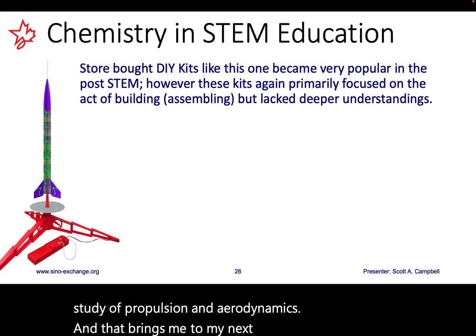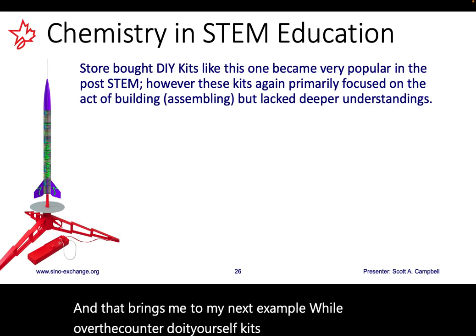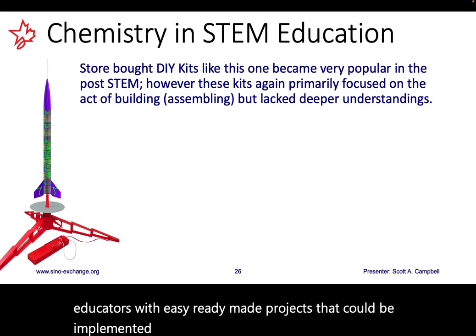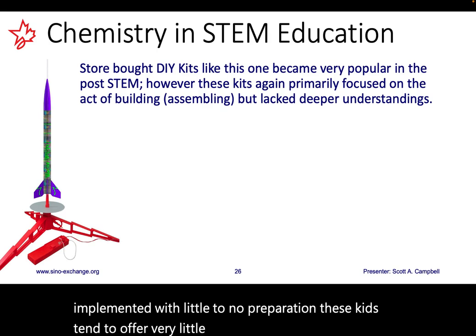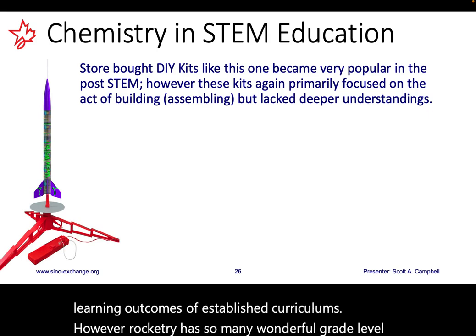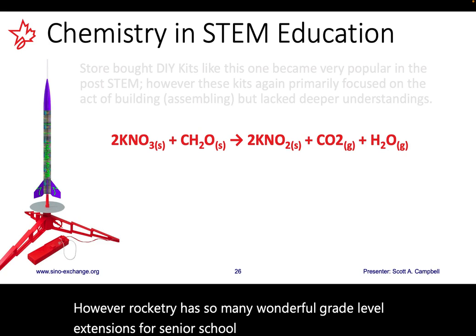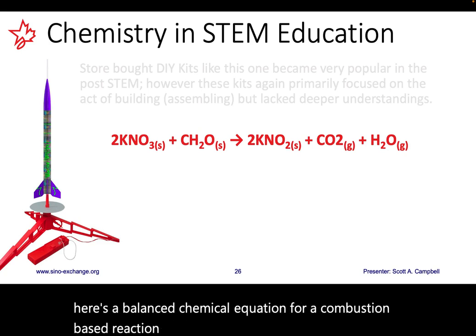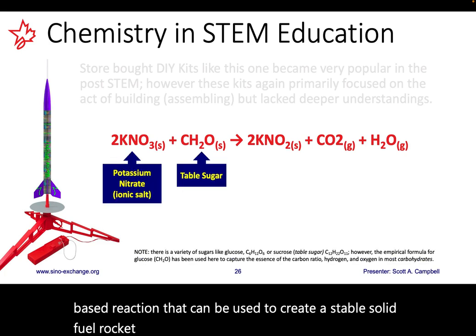While over-the-counter do-it-yourself kits like this one provide educators with easy, ready-made projects that could be implemented with little to no preparation, these kits tend to offer very little towards achieving the desired learning outcomes of established curriculums. However, rocketry has so many wonderful grade-level extensions for senior school students. For example, here's a balanced chemical equation for a combustion-based reaction that can be used to create a stable, solid fuel rocket engine. Now let me explain what's happening.